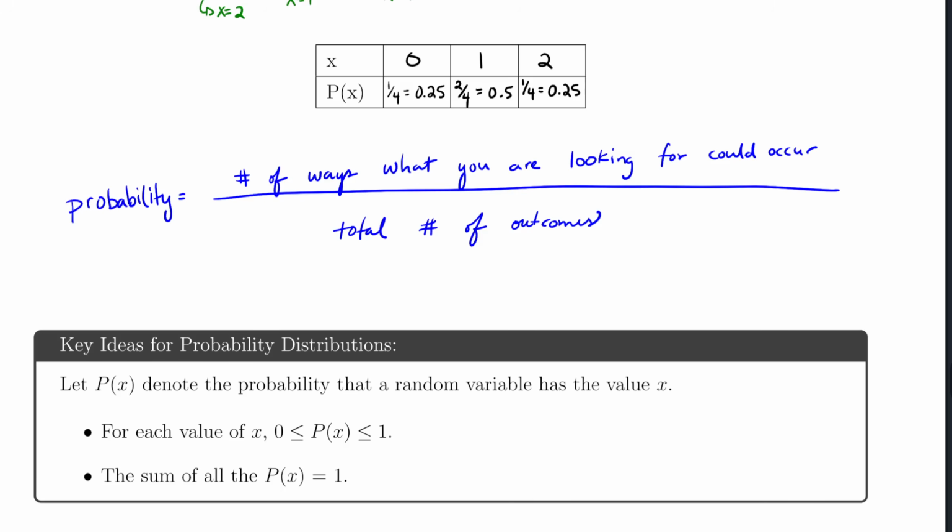So let's just remember our key ideas for probability distributions. Let P of x represent the probability that a random variable attains value x. Then each probability must lie between 0 and 1 inclusive. So I can't have negative probabilities, I can't have probabilities greater than 1, and if you add up all the probabilities in the table together, you have to get exactly 1. So those are 2 rules that we need to verify hold for a probability distribution.